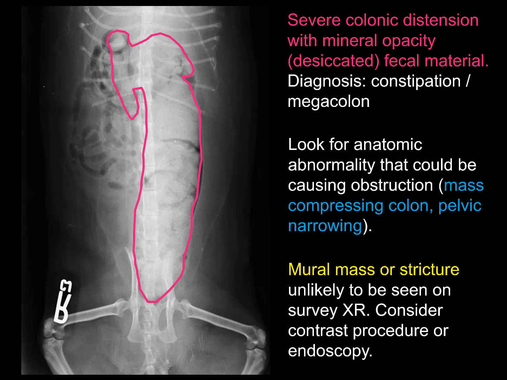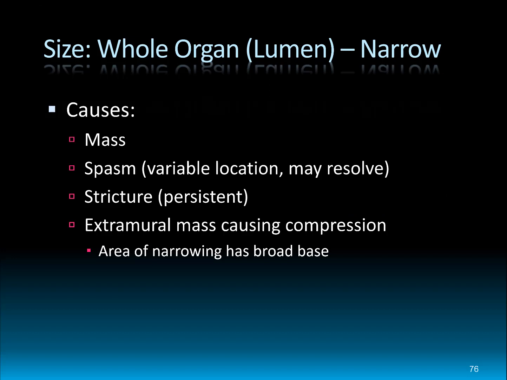A lot of times we don't see that on survey radiographs, but you still always want to look for it because there's a chance that you might see an answer here. In this case, I don't. When the entire organ is narrowed, or at least some portion of the colon is narrowed, whether it's focal or regional or diffuse, I think of a mass as causing it, or spasm, or strictures, and occasionally an extramural mass like we saw with lymph nodes compressing the colon.